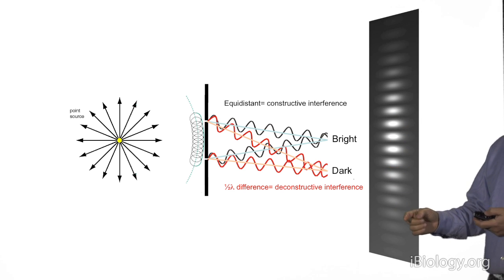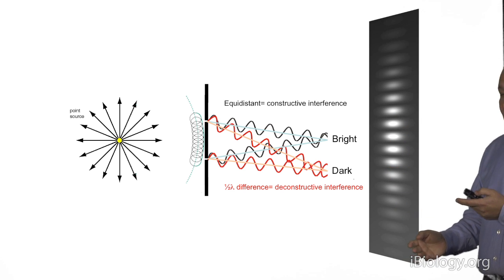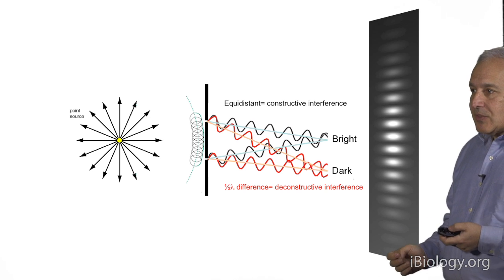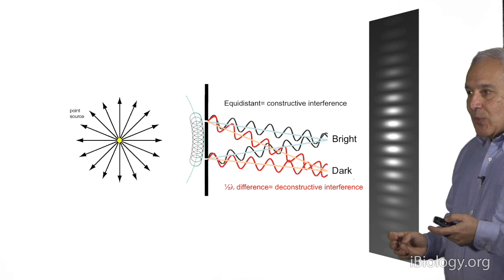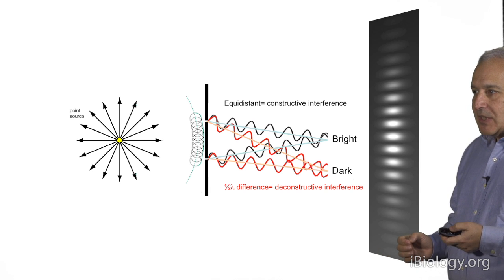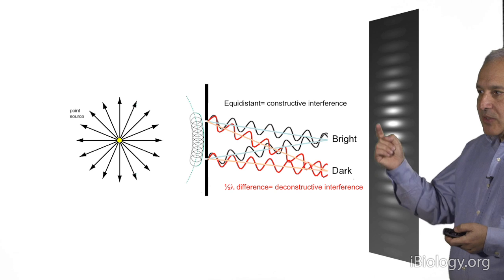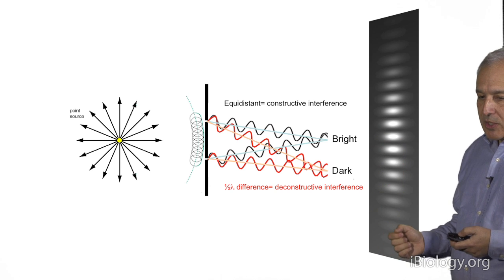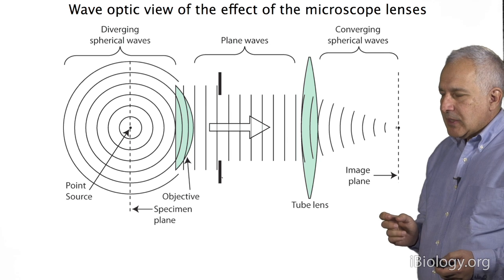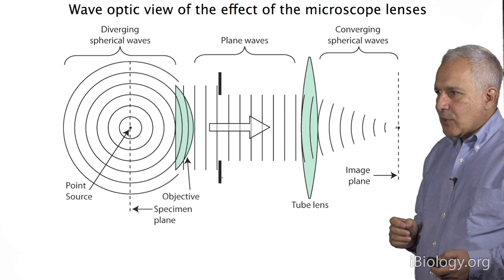Because one can be even a whole wavelength apart, one can be one wavelength longer than the other, and still you would get constructive interference. But if it's 1.5 wavelengths difference in path length, then one would be destructive relative to the other. So one has light and dark bands that go over a wide range here. So how does this help us understand microscopes? Well, let's review for a second the way a microscope is designed.